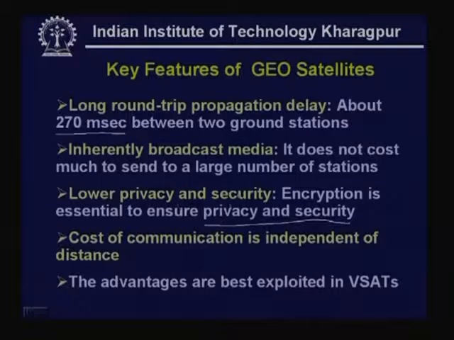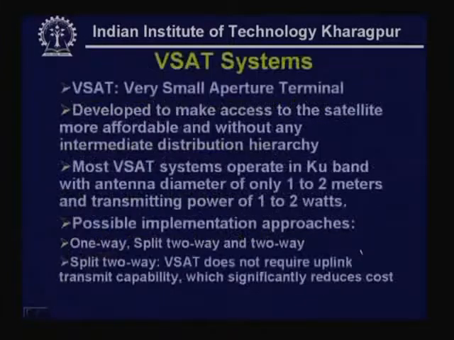So, you have to take into account these features, and you have to exploit them, and one of the systems where these features are widely exploited is VSAT, very small aperture terminal. Let us look at it. VSAT stands for very small aperture terminal. Normally the antenna of a ground station has to be several meters in diameter, and as a result the cost of the antenna and the communication system is quite high.